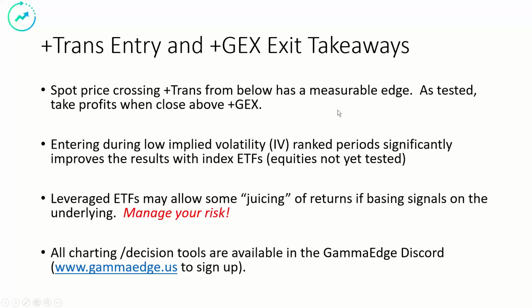So as we draw this to a close here, the key takeaways that I think Mike and I want you to appreciate here is that the spot price crossing PTRANS from below has a measurable edge. As tested, take profits when we close above positive gamma. That's what you were just looking at. Low implied volatility areas significantly improve the results. So you don't want to do this necessarily when you're coming off a very volatile bottom. You want to let things stabilize a little bit.